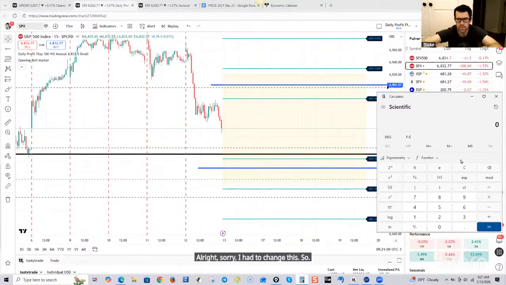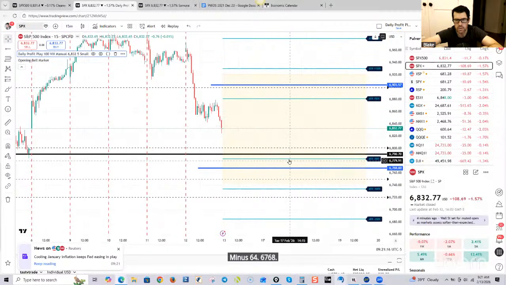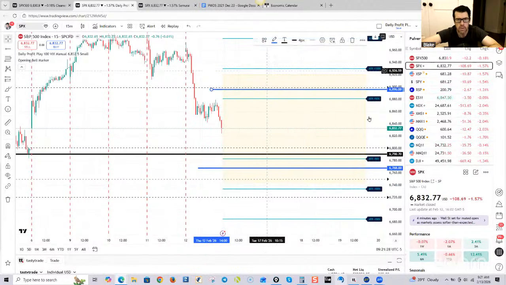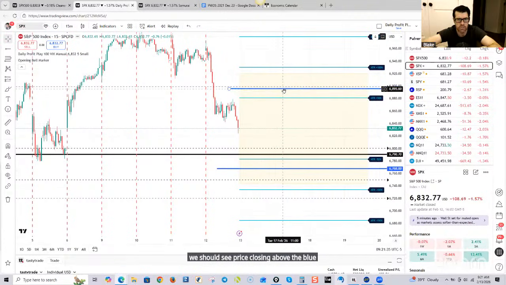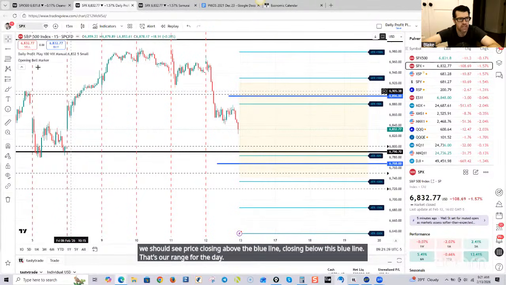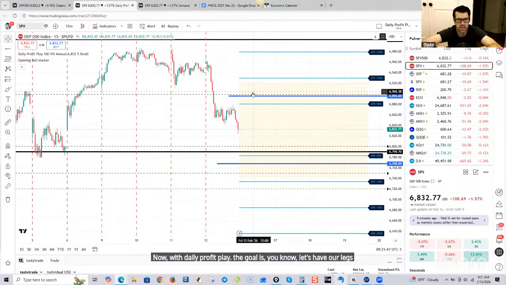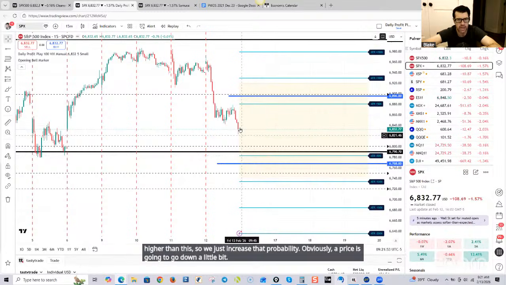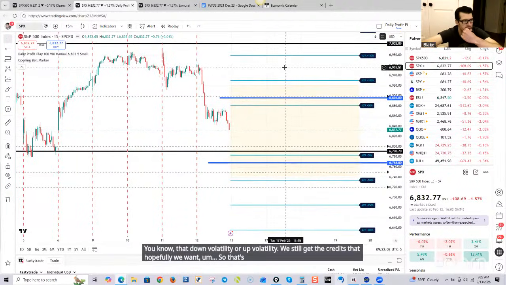So 6832 minus 64 is 6768. And then this will be at 6896. There. Okay. So if we have an efficiency day, we should see price closing above the blue line and closing below this blue line. That's our range for the day. Now, with Daily Profit Play, the goal is to have our legs be slightly outside of this so we just increase that probability. Obviously, if price is going to go down a little bit, whether down volatility or up volatility, we still get the credits that hopefully we want. So that's what I'll look at.